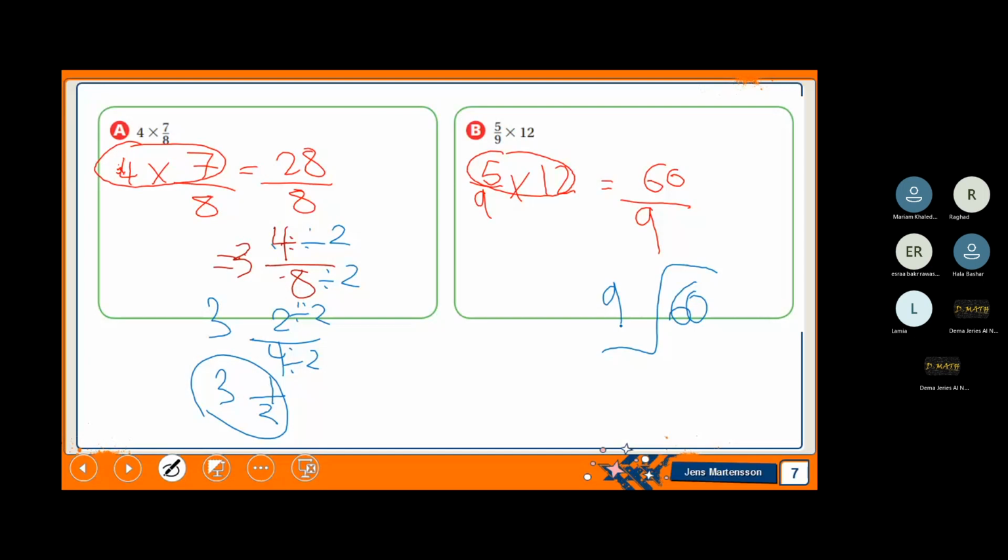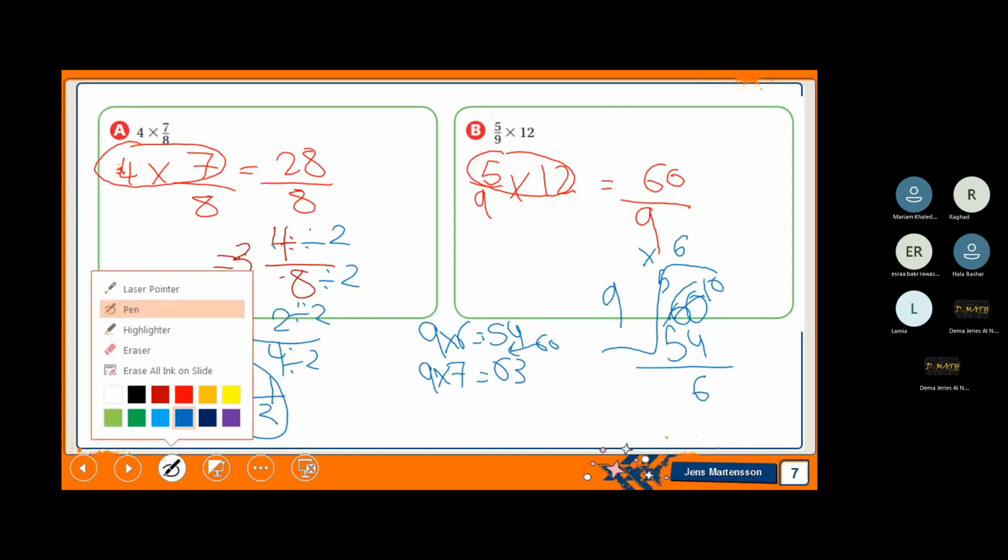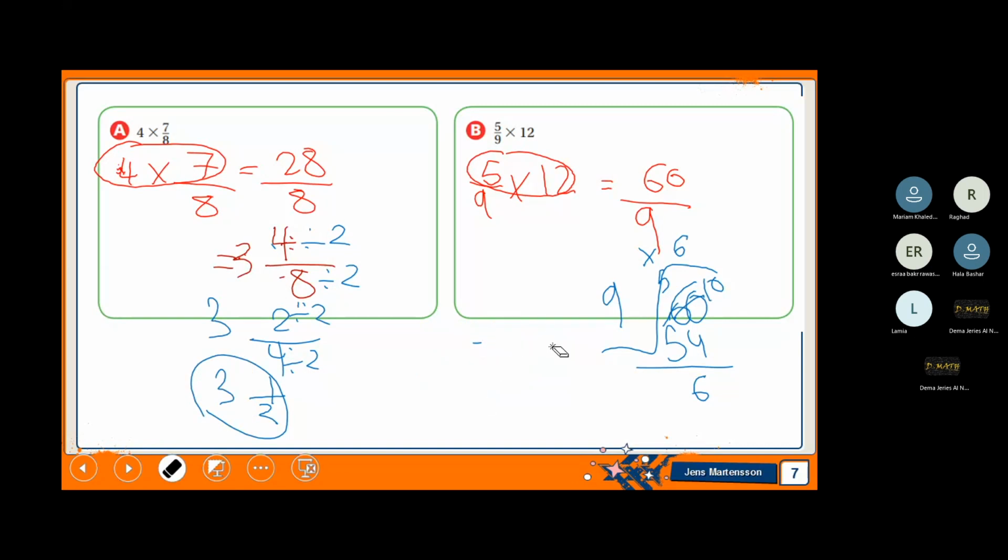I'm in 60 now. So we say that 9 times 6 is 54. 9 times 7 is what? 63. Now, where is 60? Between them. Now, 54 is 9 times what? 6. So I will write here 6. Then 6 times 9 is 54. Then subtract, 60 minus 54 is what? So where is the numerator here? Okay. I wrote 6. I wrote 9. What is left? Write it here.